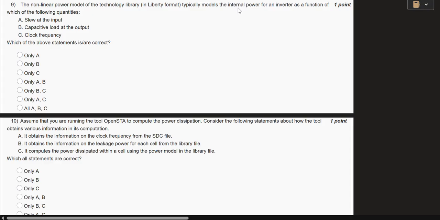Going to the ninth one. The non-linear power model of technology library typically models the internal power of an inverter as a function of the following quantities. So if you remember the non-linear power model, it actually deals with the input transition, which is slew, and second one is the load that my circuit is going to drive, the capacitive load at the output. So it is A and B only. It does not depend on the clock frequency.